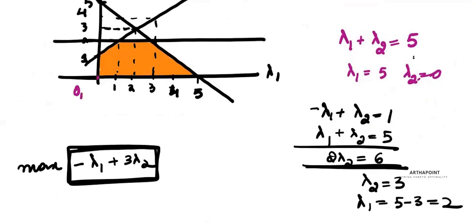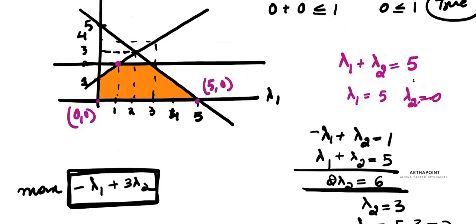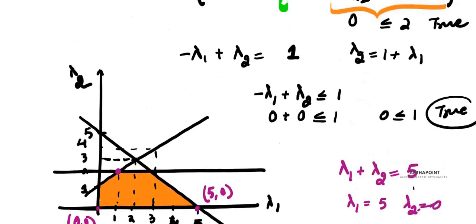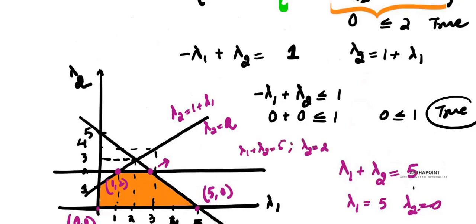So I can take 0, 0. This is the first point. I can take this point, which is 5, 0. I can take the intersection of these two lines, right? This equation was lambda 2 is equal to 1 plus lambda 1. Because I'm equating it with lambda 2 equal to 2, this point of intersection is going to be 1, 2. And for this point of intersection that we see here, because I am intersecting lambda 1 plus lambda 2 equal to 5 and lambda 2 equal to 2, the point is going to be 3, 2.